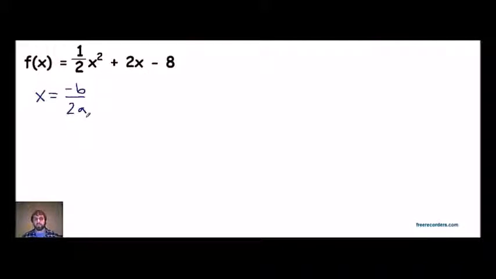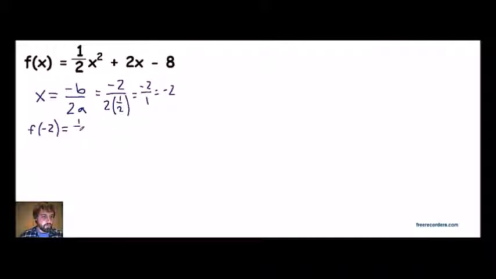Try not to memorize multiple formulas, but understand that the first piece that we're plus or minusing around is your axis of symmetry, and that's where the vertex is going to lie. So in this case, we end up with negative 2 over 2 times 1/2, which gives us negative 2 over 1, which is negative 2. Awesome, so there's our x value for the vertex. Then to find the y value, we're just evaluating the function.